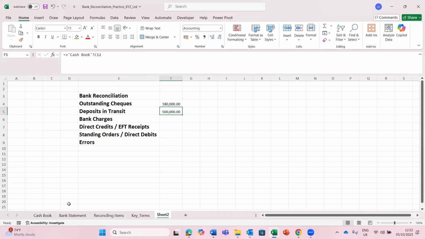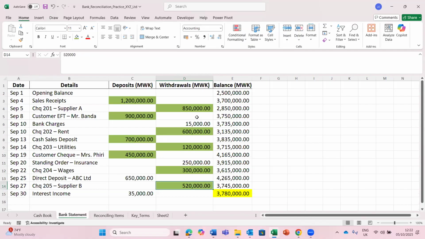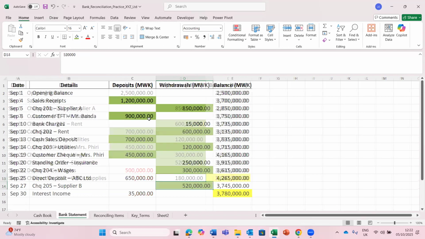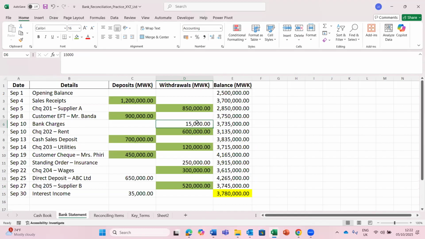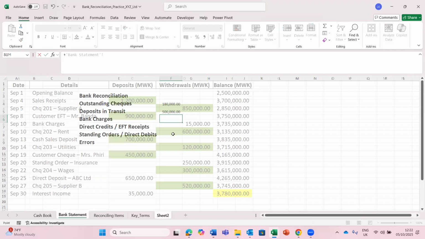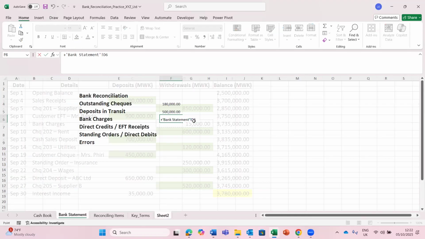Right. So let's go to the statement. Let's look at the items which are on the statement, but not on the cash book. So here we have bank charges, 15,000. So let's go here. Bank charges. How much? 15,000.